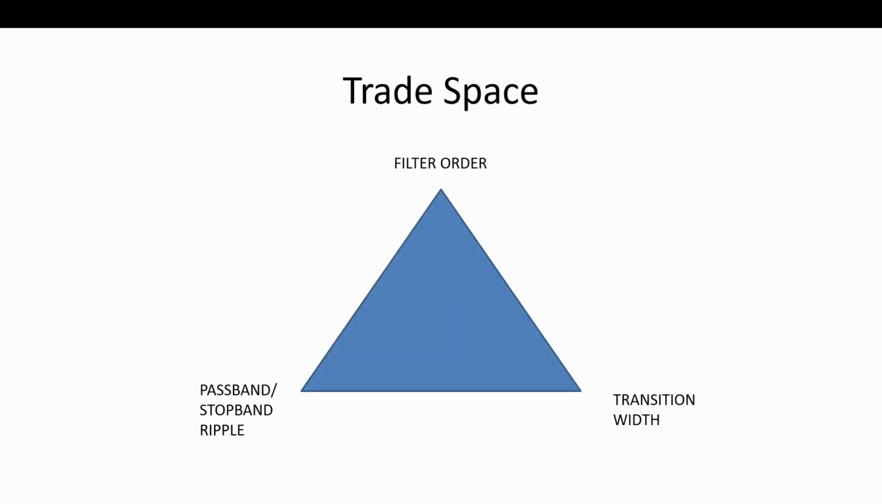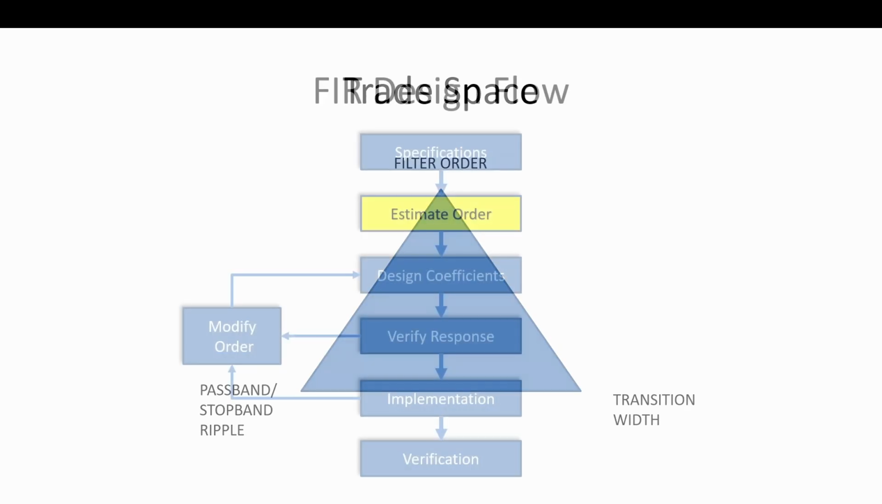So this gives us a trade space where you can take 2 basically. You can have the filter order and the passband and stopband ripple and trade off the transition width, or vice versa. So you can't have all 3. It's one of those things. But this is ultimately the trade space in the design.